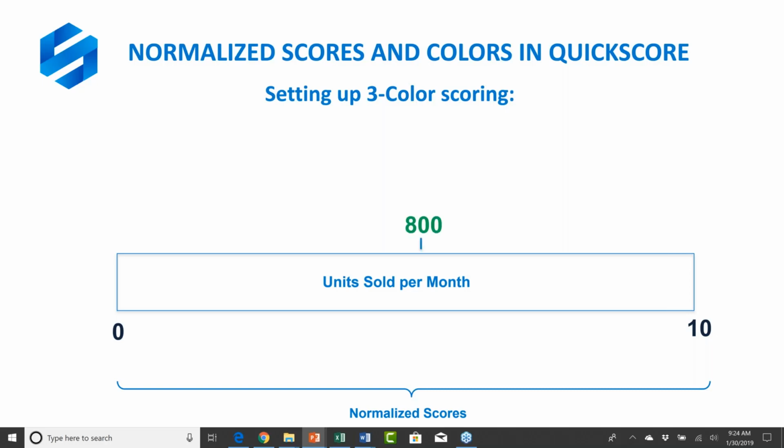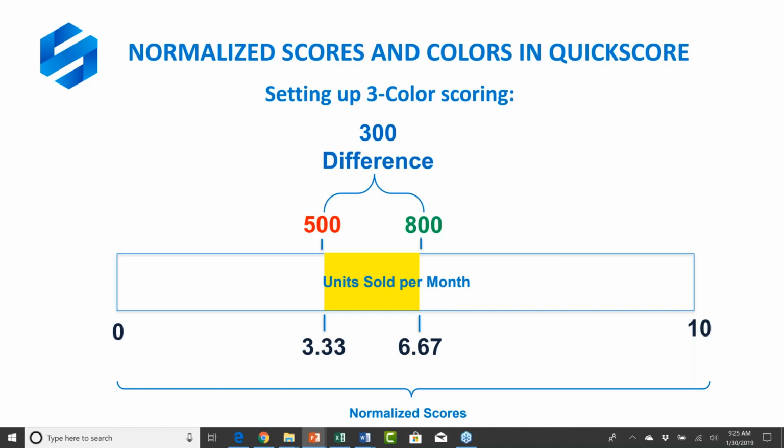In this paradigm, again, using the same mythical unit of units sold per month, we could set the same goal of 800, the same red flag of 500. Again, those values are going to be automatically tied to normalized scores of 3.33, 6.67. Yellow coloring will be presented for any values between them. And again, the software does acknowledge the 300 unit difference, but it doesn't use that to define the worst. The worst value is going to be defined by you, the user.